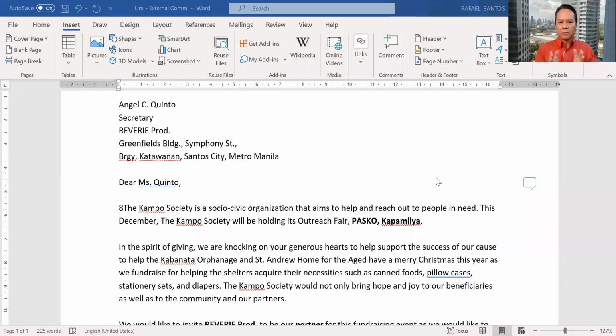Okay, so after looking at that sentence, we probably notice that there's no error in terms of the clarity of the sentence. The sentence is clear. Now we move on to the next sentence. This December, the Campo Society will be holding its outreach fair, Pasko Kapamilya.